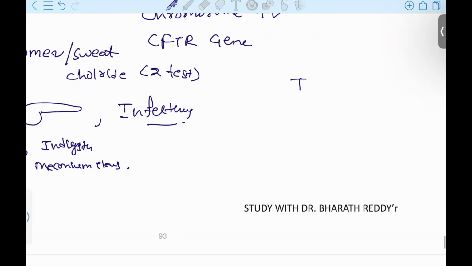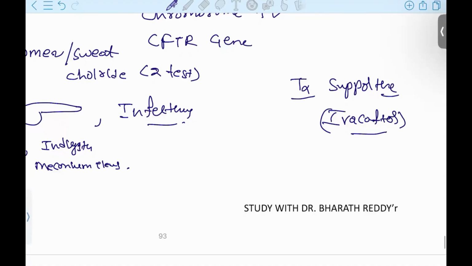What is the treatment? Supportive treatment should be given for this patient. And a recent development like ivacaftor. This ivacaftor drug is a CFTR modulator that can also be given for this patient.